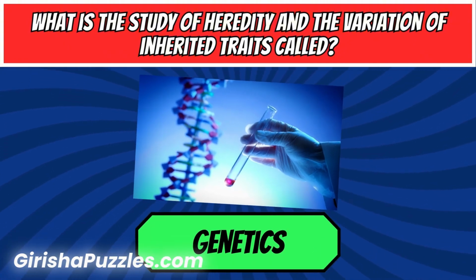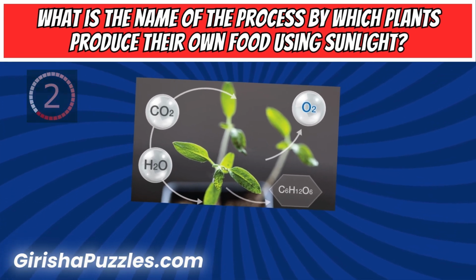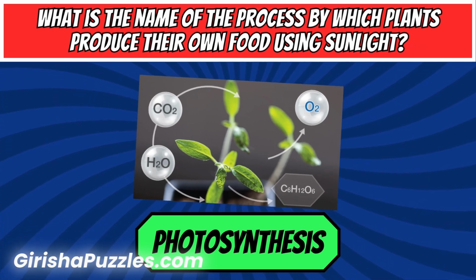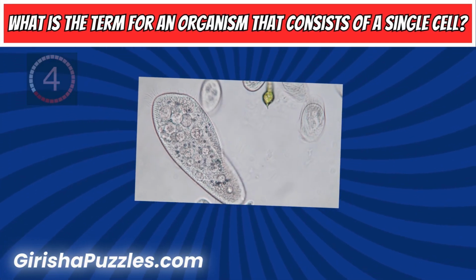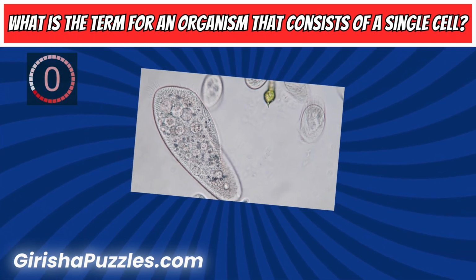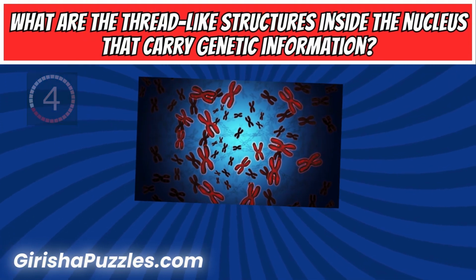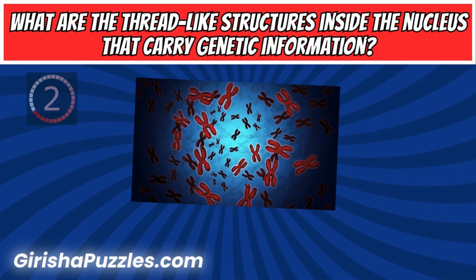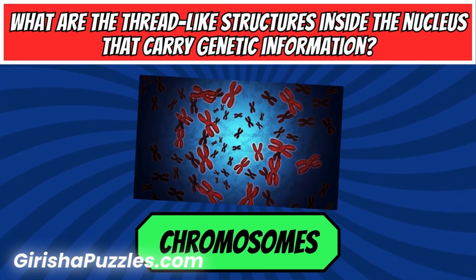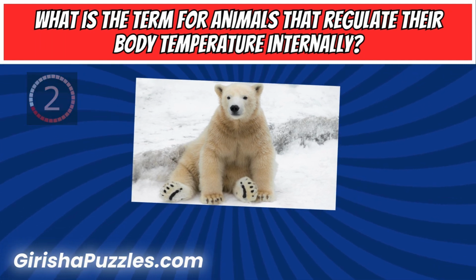Genetics. What is the name of the process by which plants produce their own food using sunlight? Photosynthesis. What is the term for an organism that consists of a single cell? Unicellular organism. What are the thread-like structures inside the nucleus that carry genetic information? Chromosomes. What is the term for animals that regulate their body temperature internally?